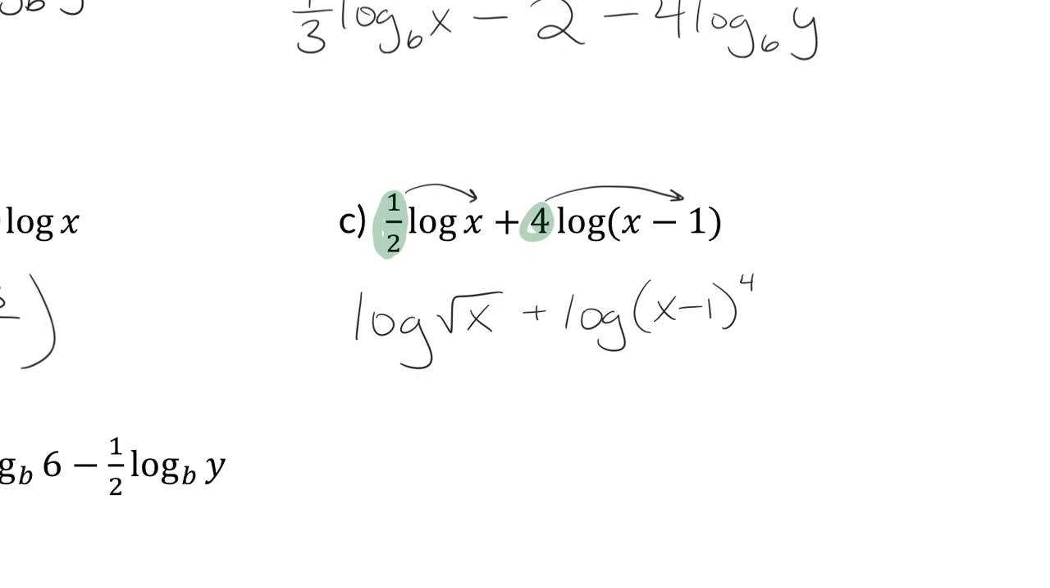But we still have two logarithms. How do we condense them when there's a plus sign in between them? Multiply. So this is log of square root of x times x minus 1 to the 4th power. It's not simple to multiply all of those out, so we're going to leave it looking just like that.